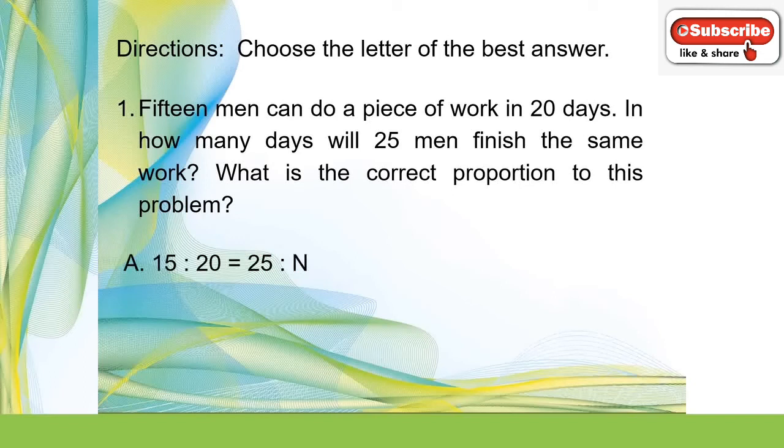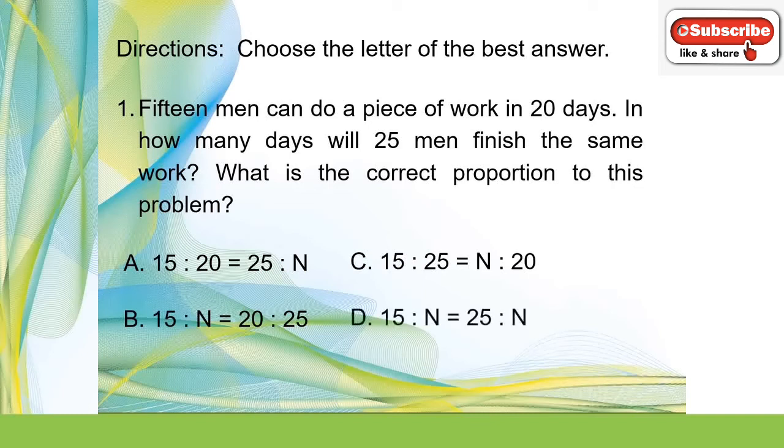A. 15 is to 20 as 25 is to n. B. 15 is to n as 20 is to 25. C. 15 is to 25 as n is to 20. D. 15 is to n as 25 is to n. Write your answer now. Time is up. The correct answer is letter C.